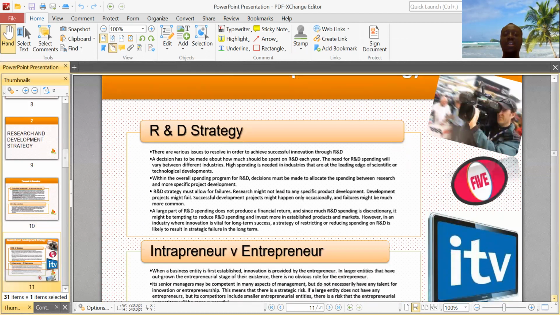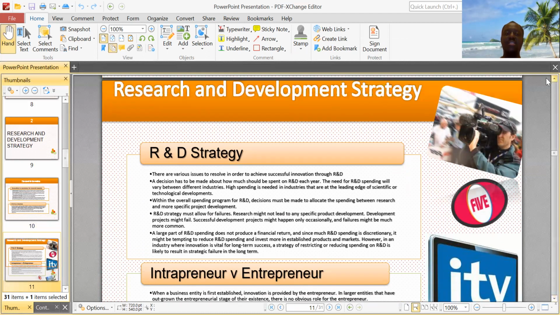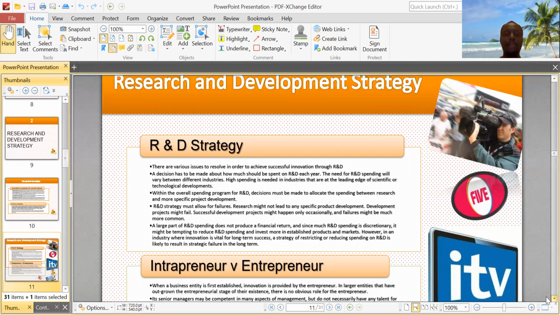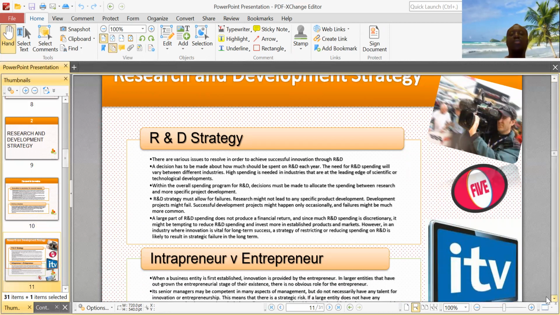Now let's talk about R&D strategy. There are various issues to resolve in order to achieve successful innovation through R&D. A decision has to be made about how much should be spent on R&D each year. So before we go into the year, we need to understand how much we are spending on R&D. The need for R&D spending will vary between industries, obviously.